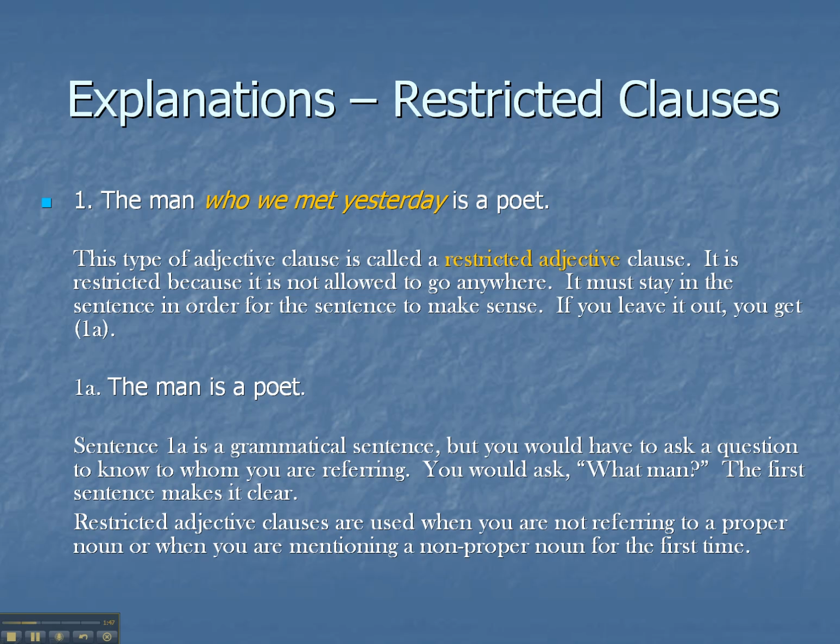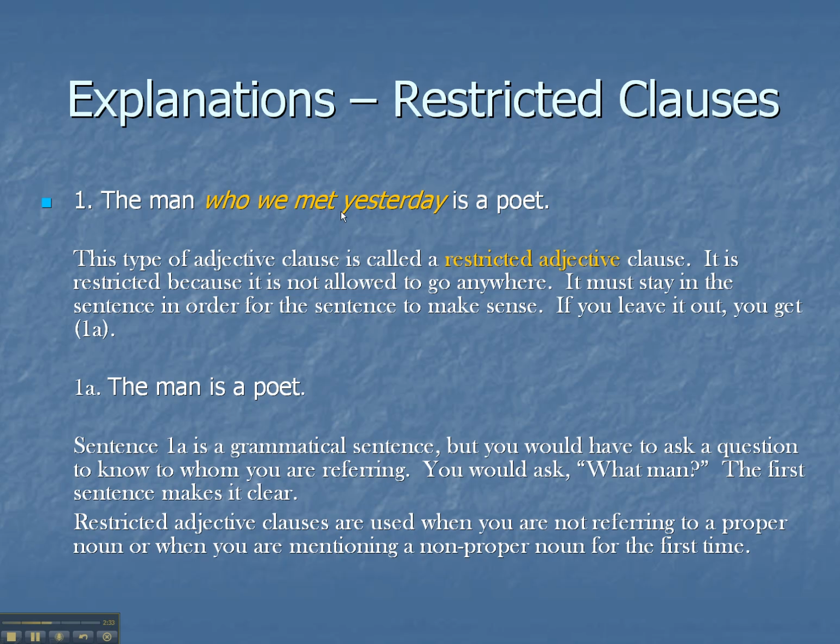In number one, we have: the man who we met yesterday is a poet. What you see in the orange section here is the adjective clause, who we met yesterday. That is your adjective clause. In this example, who is the object of the adjective clause. We is the subject of the adjective clause, and met is our verb. So we met who, but we met the man. So who relates, of course, to the man in the sentence, and it is the object in the adjective clause itself.